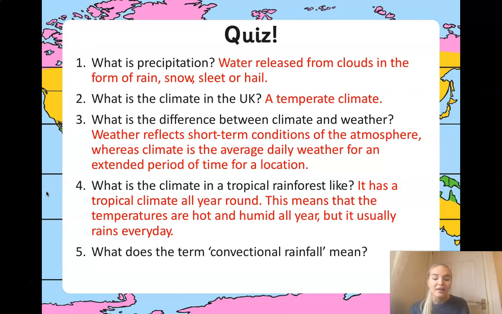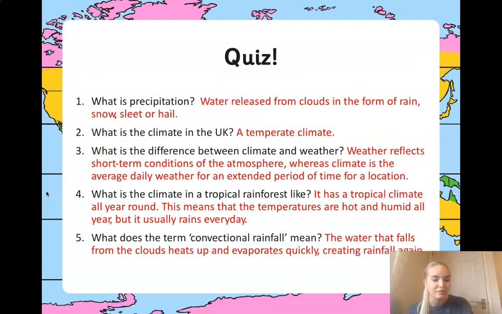But we learned that even the dry season is still wet, so we could call them the wet season and the not so wet season. Finally then, you're doing so well. What does the term convectional rainfall mean? Do you remember? We can link this to the idea of the water cycle.